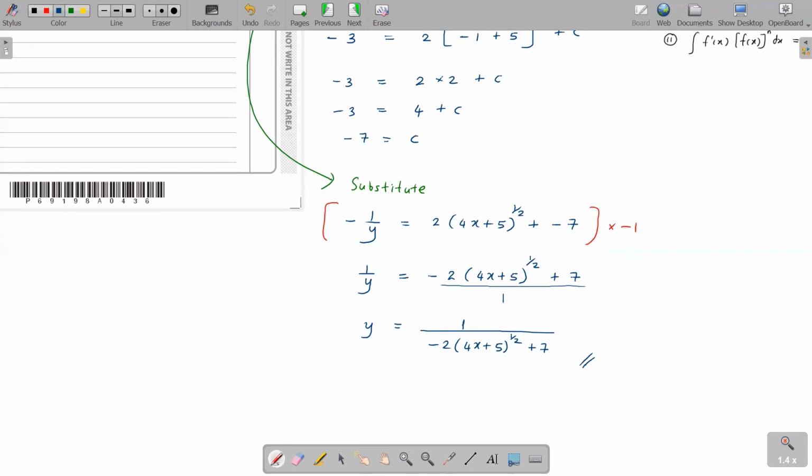Okay, are you with me? So if you want, you could put the plus 7 in front: plus 7 minus 2 times (4x plus 5) to the power half. Or you can leave it like this. Okay, is this clear?